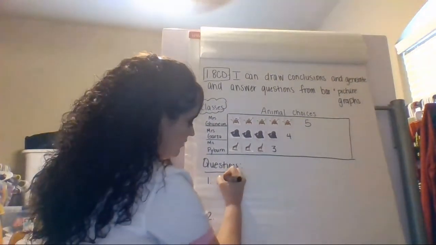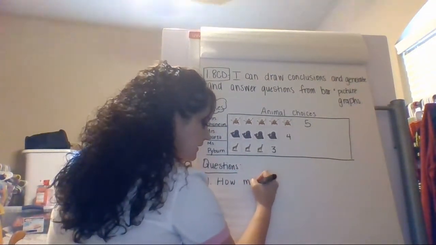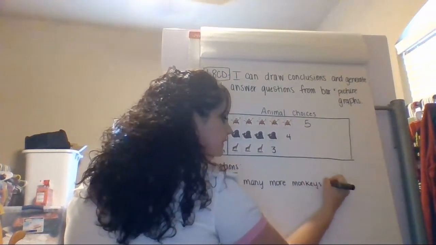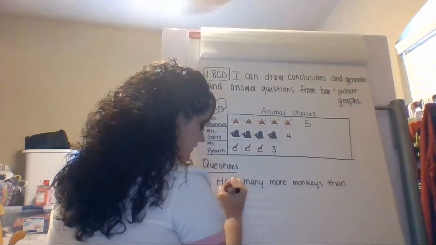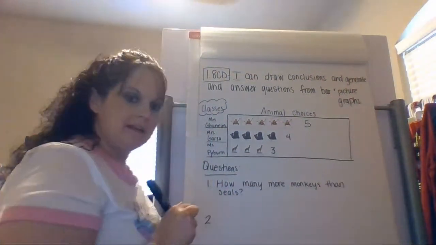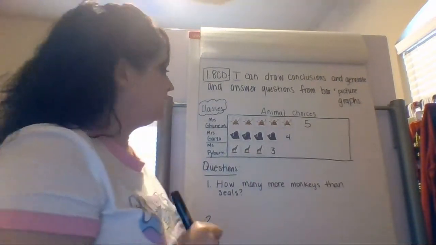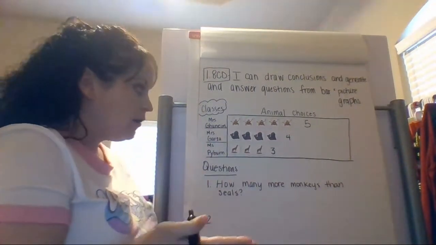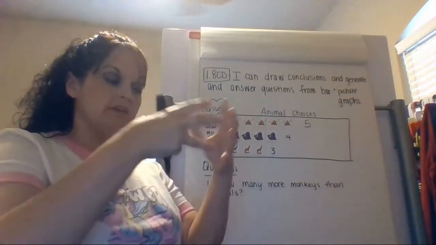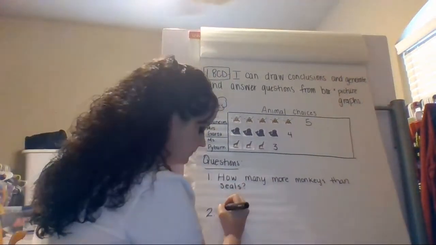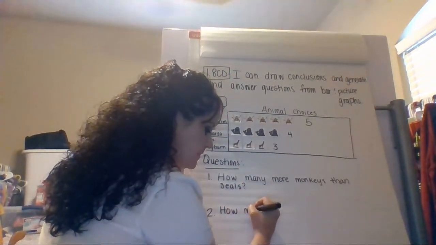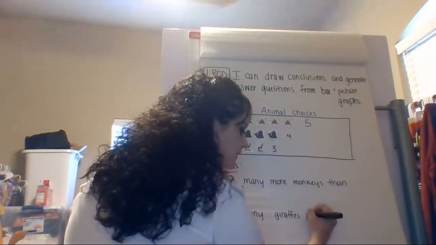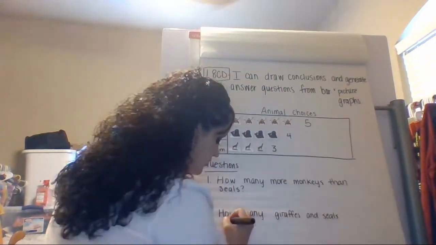So one question I can generate is how many more monkeys than seals? And right now I'm not answering my question. I'm just generating some questions. What else could I ask? I could ask how many giraffes and seals would be if I joined them together. How many giraffes and seals all together?